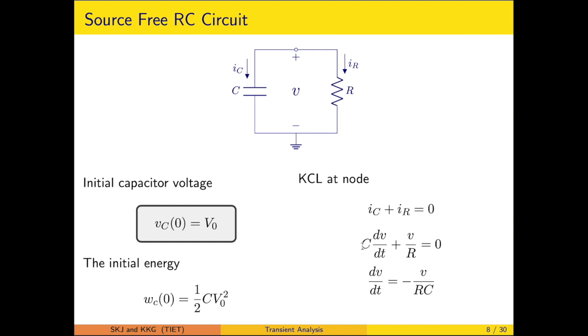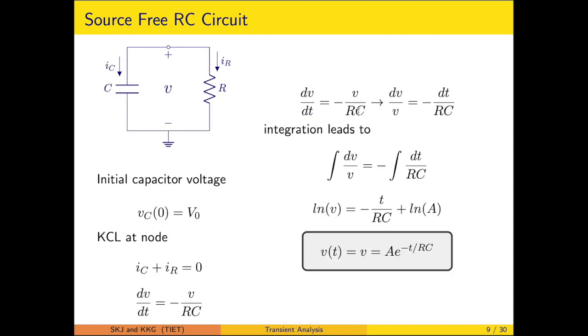This VI relationship is substituted here, so it is giving rise to dV by dt is equal to minus V upon RC. This equation is rearranged into the form so that the voltage terms are on one side, the time constant and the coefficient terms are on the other side. And when integration is attempted, we get the equation log of V is equal to minus T upon RC plus log of A. This A is the proportionality constant to be identified by the initial conditions.